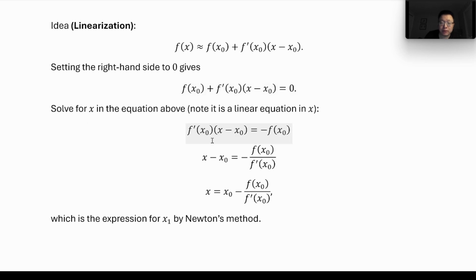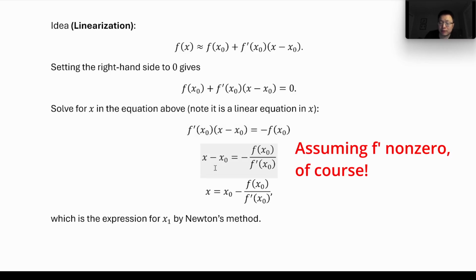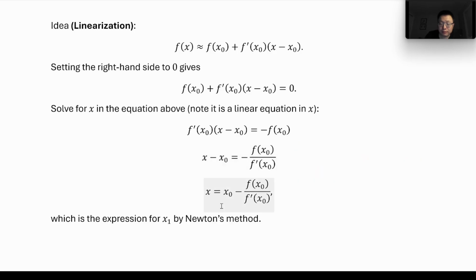By rearranging, we get f'(x_0)(x - x_0) = -f(x_0). x - x_0 is then the negative of f(x_0) over f'(x_0). And finally, isolating x, we get x = x_0 - f(x_0) / f'(x_0).